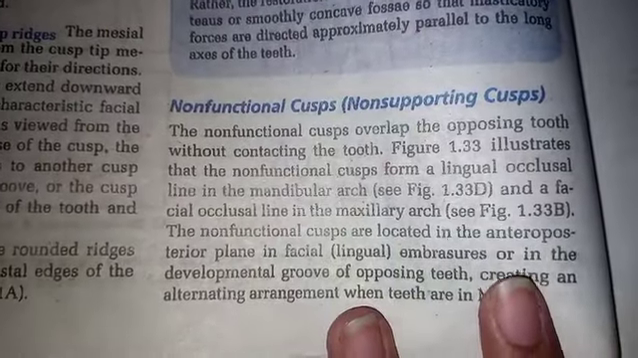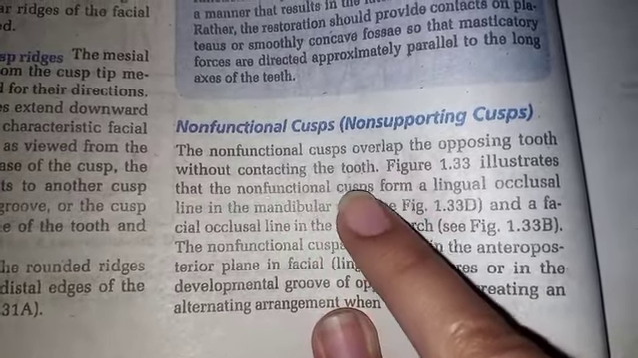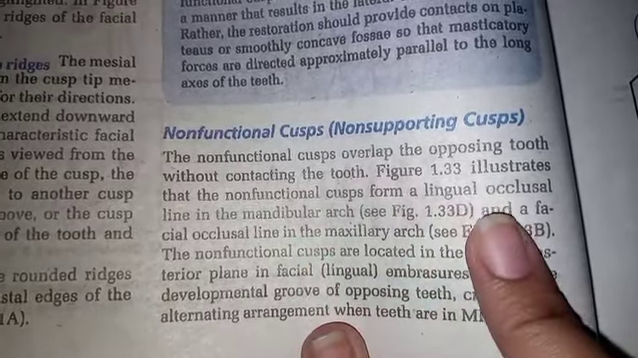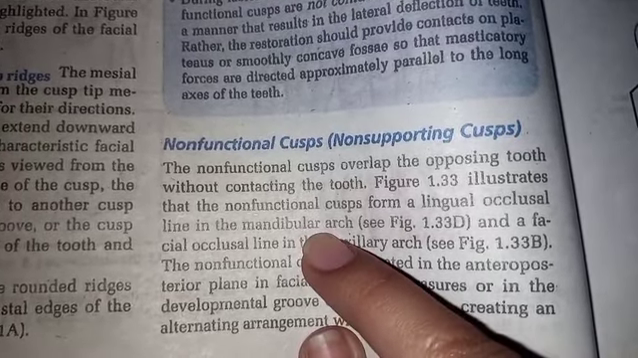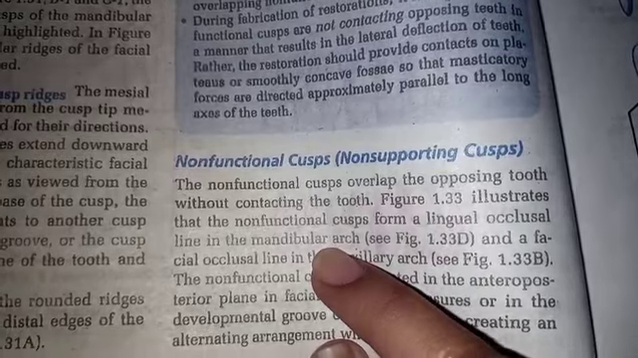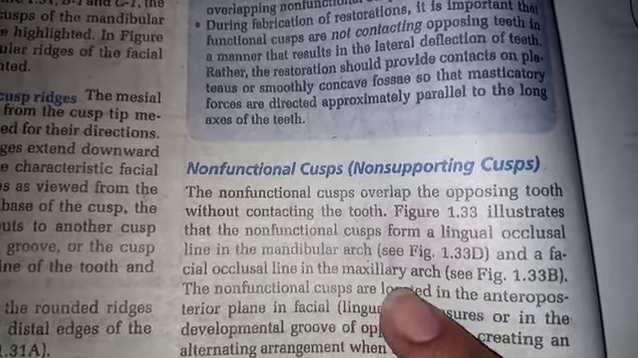The non-functional cusps overlap the opposing teeth without contacting the tooth. Okay, and non-functional cusps form a lingual occlusal line in the mandibular. Very important. Non-functional form lingual line. Lingual. Okay, and the facial occlusal line in the maxillary arch.